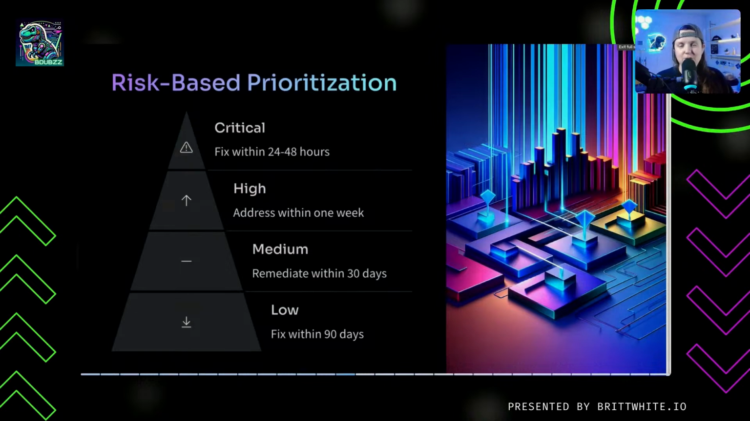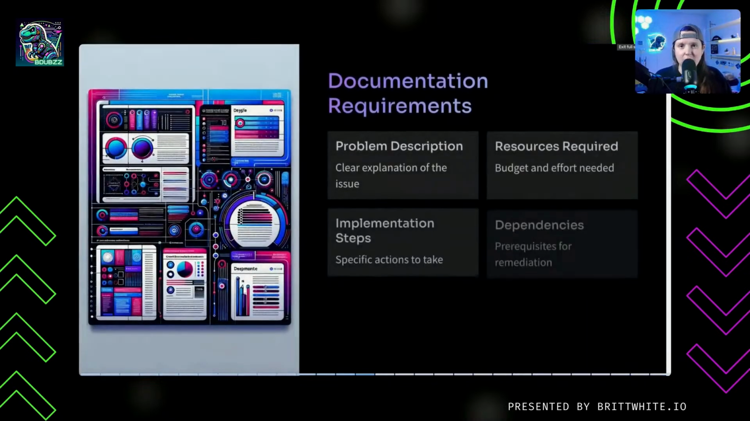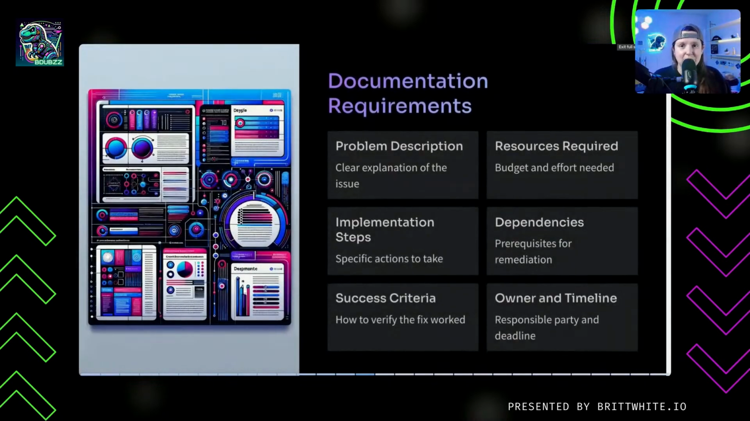Low priority issues need attention, but they aren't urgent. We set 90-day timelines, keeping them on the radar without treating them as critical. Now, for each issue, we need to make sure we document several things. First, we need a clear description of the problem. What exactly are we dealing with?